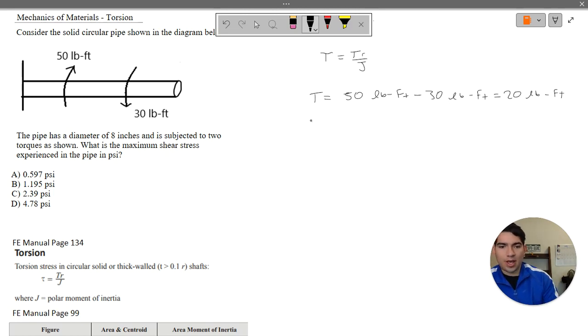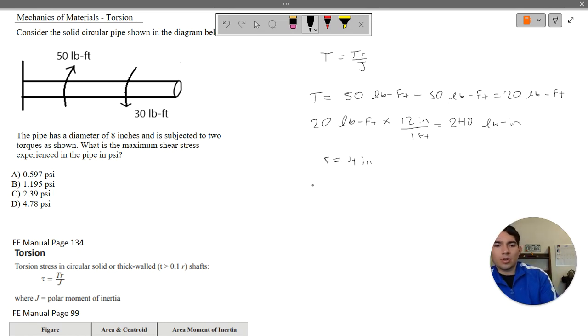So let's convert that 20 pound-feet into pound-inches. So what we do is 20 pound-feet times 12 inches over 1 foot. And we're going to get 240 pound-inches. So now we have our resultant torque that we needed for the formula. The diameter of the pipe is 8 inches, so the radius for the pipe is 4 inches. Okay, so now we have these two.